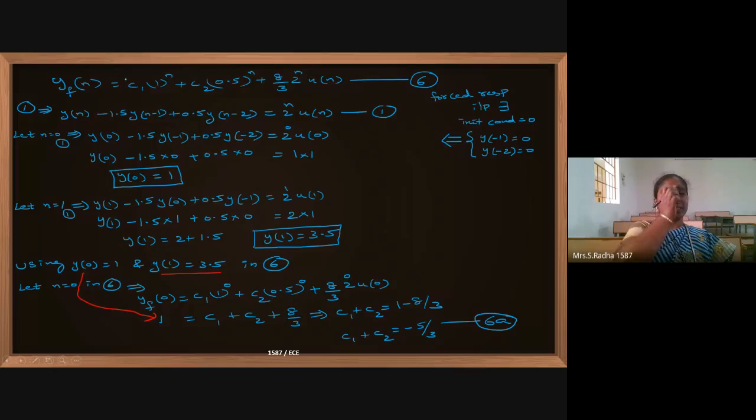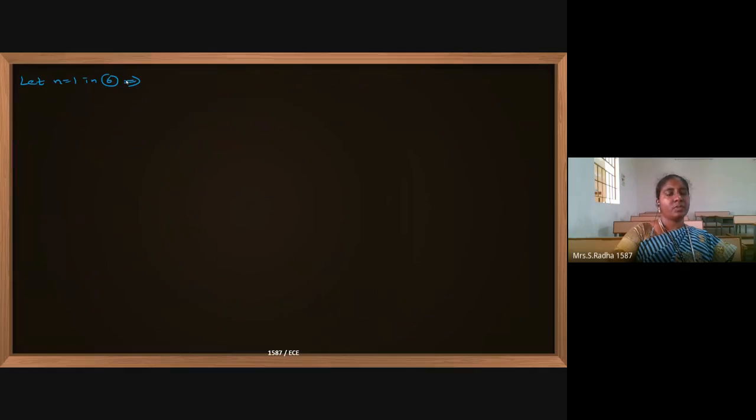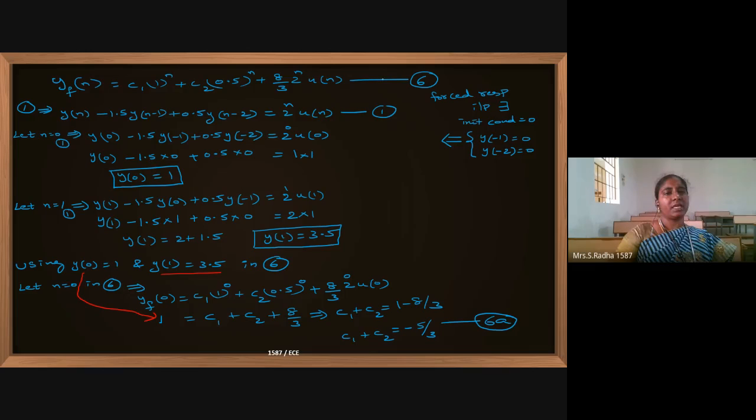Now I will substitute n equal to 1 in equation 6. What will happen? yf of 1 equals C1, C2, 8 by 3. So now it will become forced response 1 equal to C1 1 power 1, plus C2 0.5 whole power 1, plus 8 by 3, 2 power 1, u of 1. In entire equation 6, wherever n is present, I am putting n equal to 1. Only then on the left side I will get yf of 1 and I can substitute this 3.5.